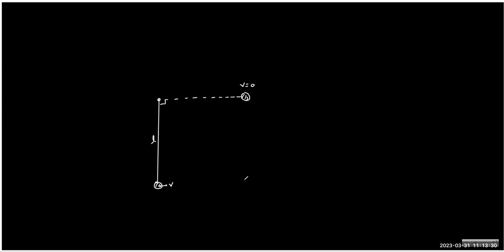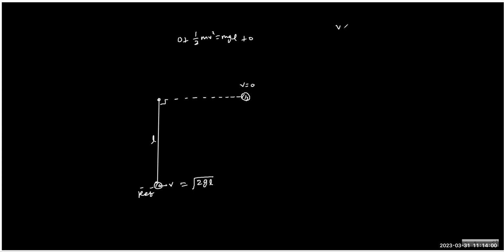Sir, under root 2GL. Root 2GL. Yes. So half mv square goes to mgl. The potential energy will be mgl if I take this as reference, and in the beginning it's 0 potential. In the final position, we have 0 kinetic energy. So V equals under root 2GL.